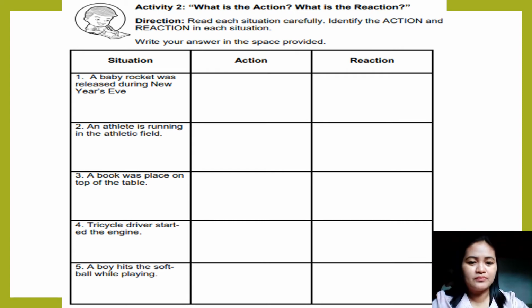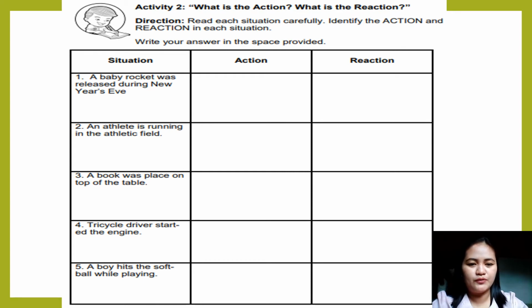Okay, for number 3, a book was placed. Dapat may letter D dyan. Past tense. A book was placed on top of the table. Saktong-sakto yung sa ball and the table kanina sa video natin. So, the book will act on the table and the table will react. So, the normal force acts on the book and the book does not fall or move because the table has an equal force acted back to the book. They have the same force in opposite direction. They have the same magnitude, so the book will not move.